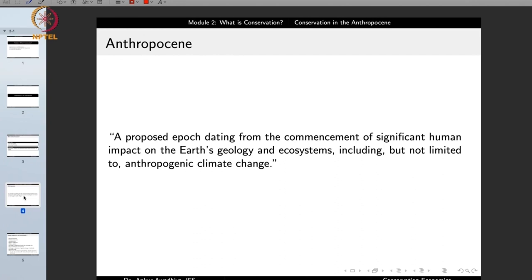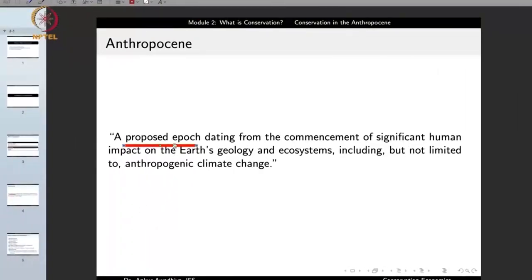Now when we say conservation in the Anthropocene, what is the Anthropocene? Anthropocene is a proposed epoch. Now what is an epoch? An epoch is a time period in the history of Earth. So the Anthropocene is a proposed epoch which dates from the commencement of significant human impact on Earth's geology and ecosystems, including but not limited to anthropogenic climate change.